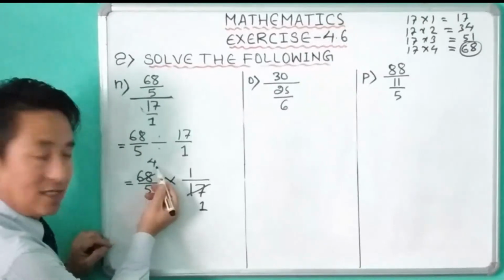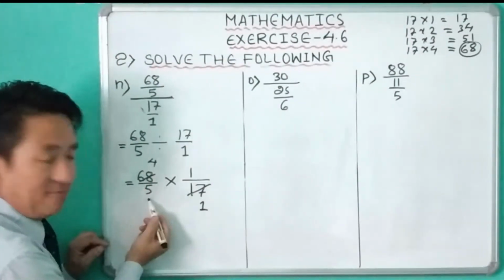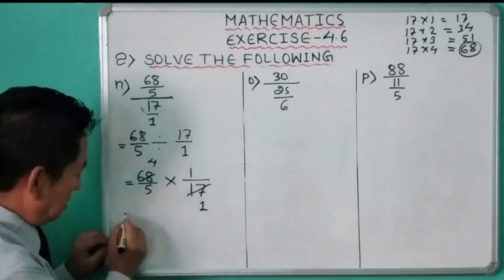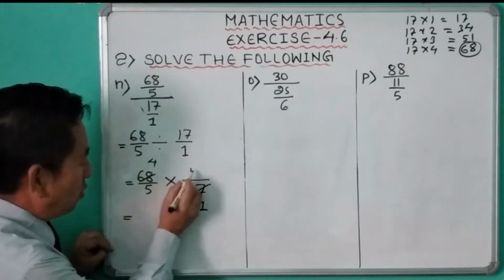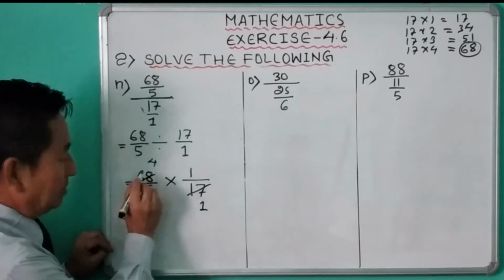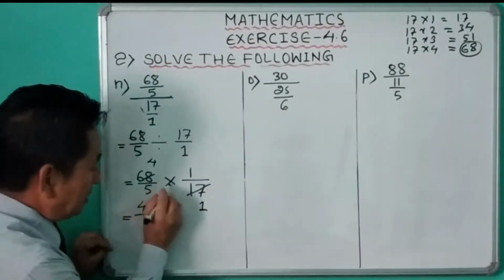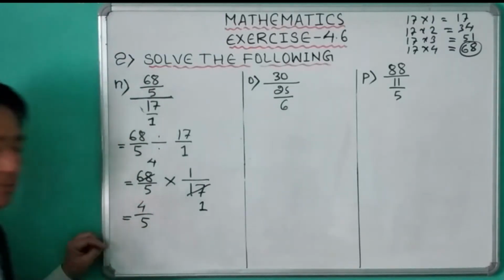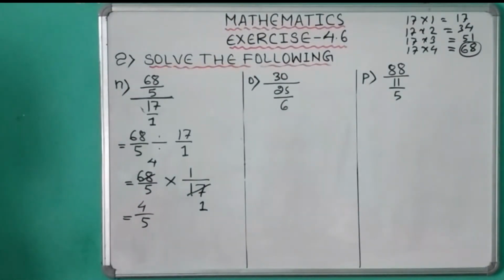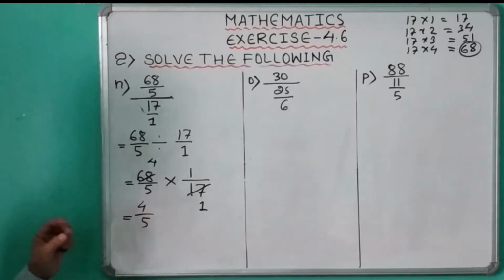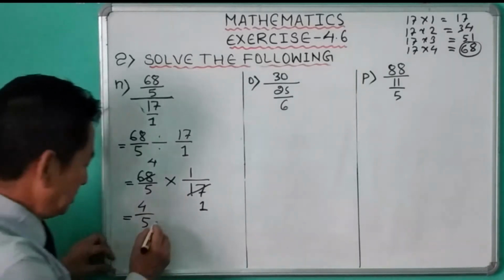Now we cannot cancel this numerator 4 and 5. Now 4 over 5 into 1 by 1. Now answer is 4 into 1, 4. We'll multiply numerator by numerator, denominator by denominator. 5 into 1, 5. 4 by 5. This is a proper fraction, and you can see here 4 is less than 5, so we'll leave this answer as it is.